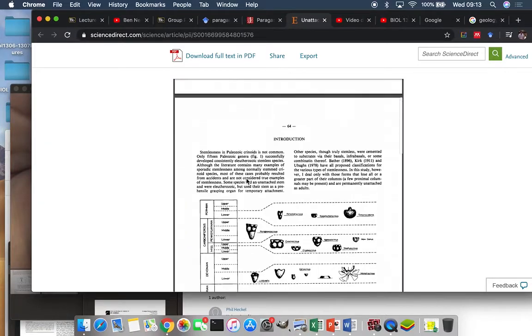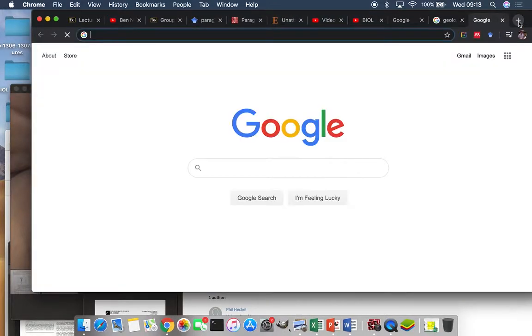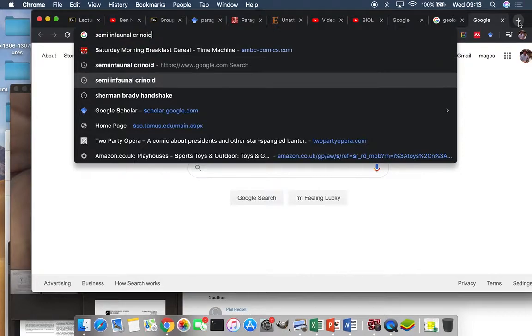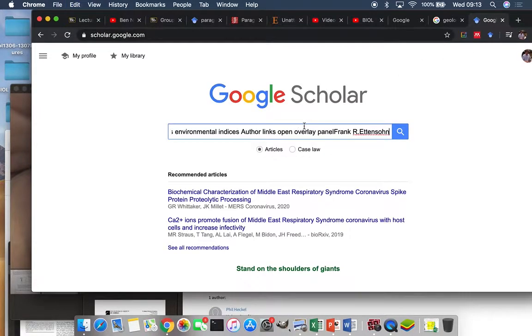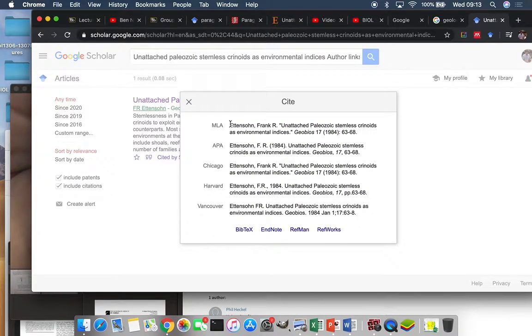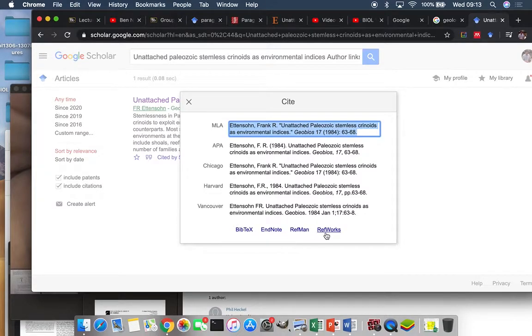Now, let me show you a little trick for citing references. So let's say we get this thing, unattached, by Frank Ettinson. Let's just copy that. And if we go to Google Scholar, which is going to be your best friend, really, let's search for scholar.google.com. And bam, paste it in there. There you go. It takes you to the thing. If you can find it in Google Scholar, look, there's a little quote mark down there. Bam, that'll spit out the reference in MLA format or whatever other format you want. Or you can export it to whatever program you have to be using.